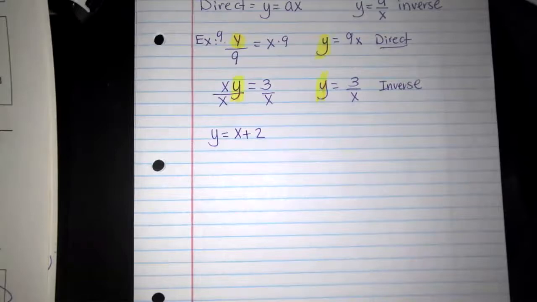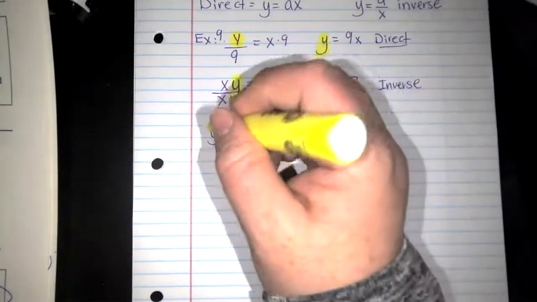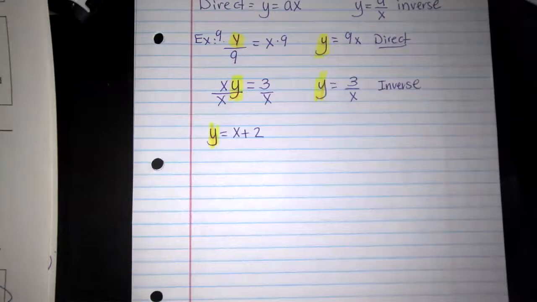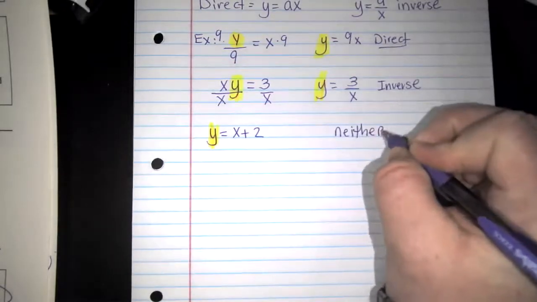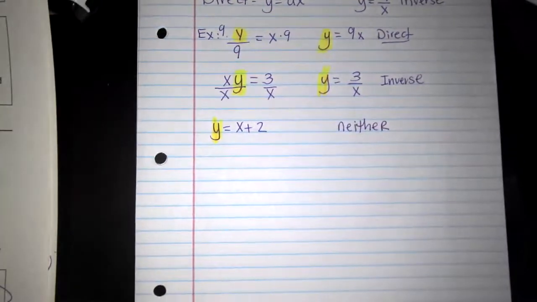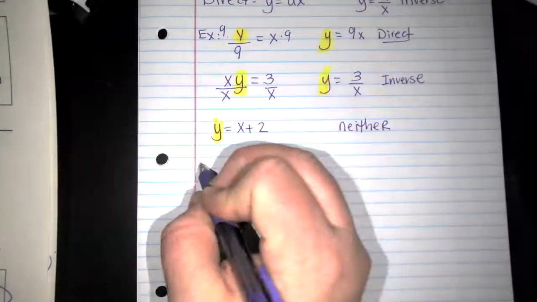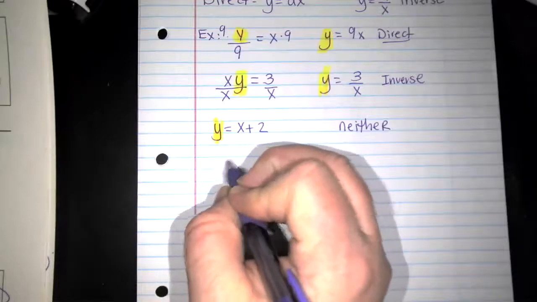Solve for y. Wait a minute, it already is. Direct or inverse, or neither? It's neither, right? I can't have a plus. That doesn't work, because 2 and x are not like terms. All right, I'll give you another one.